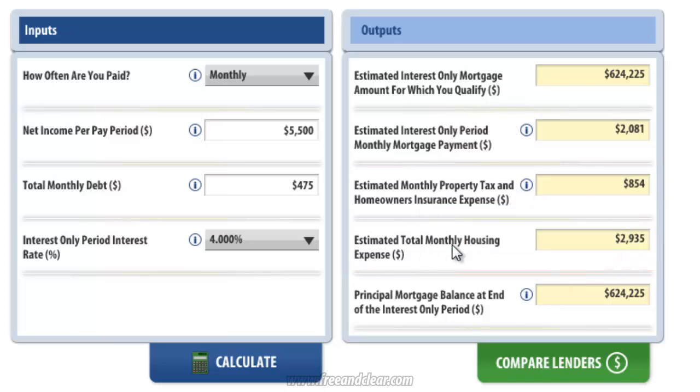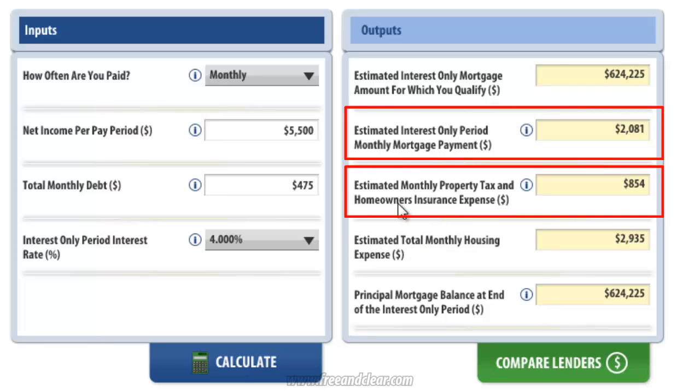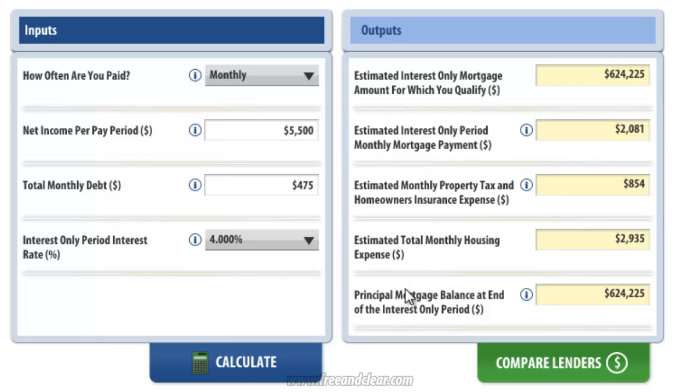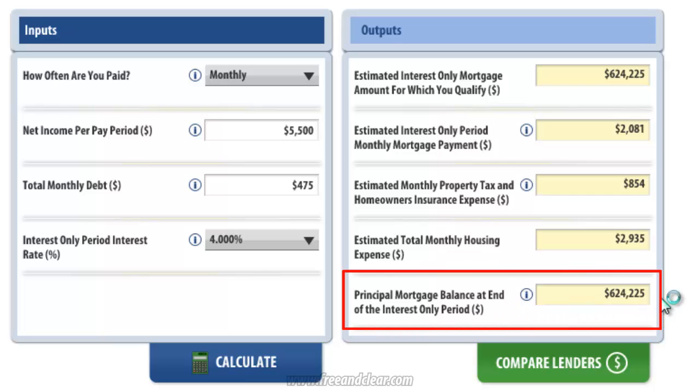The next output is estimated total monthly housing expense, and this represents your monthly mortgage payment plus your property tax and homeowners insurance expense. This represents the total all-in cost of owning the property. The final output is the principal mortgage balance at the end of the interest-only period. We include this because it demonstrates that you don't pay your mortgage down with an interest-only loan during the initial interest-only period. So our principal mortgage balance at the end of the interest-only period equals the mortgage amount that we had at the beginning of the period.